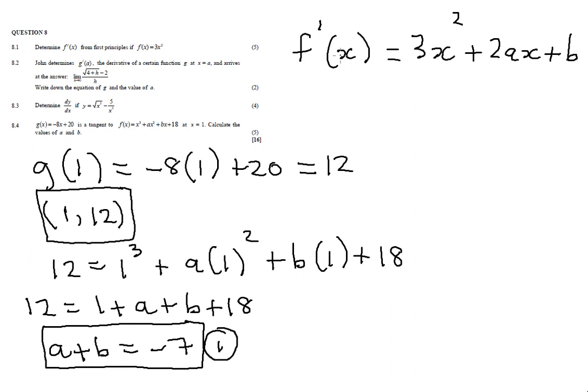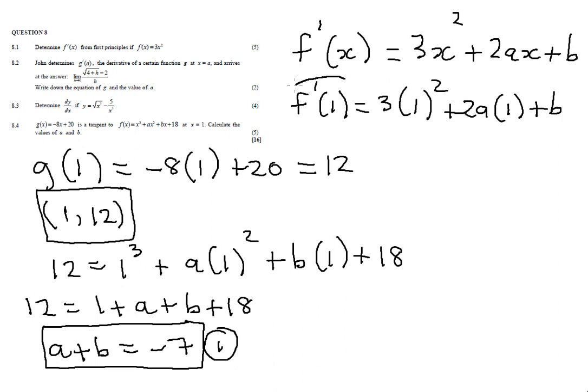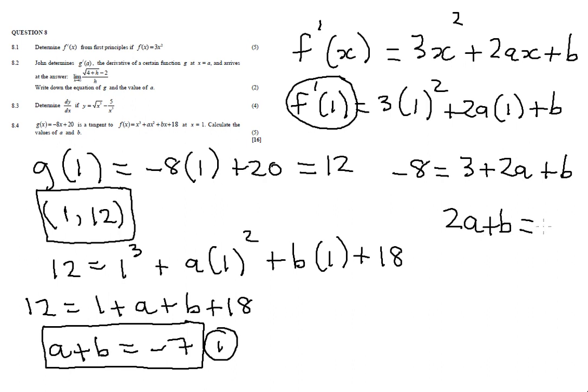And remember, at the x value of 1, this has to have the gradient of the straight line, which is negative 8, your m value effectively. So f prime at 1 is equal to, by subbing 1 in place of x, 3 into 1 squared plus 2a into 1 plus b, and f prime of 1 has to be negative 8. So negative 8 is equal to 1 squared is 1 times 3 is 3 plus 2a plus b. And if I move the 3 across, my equation 2 is now taking shape. So 2a plus b is equal to negative 11. And that's going to be equation 2.